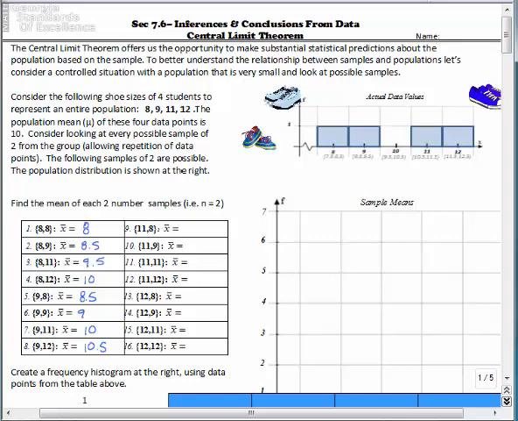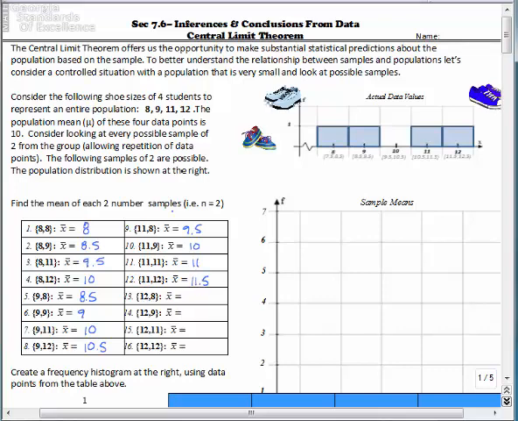11 and 8 is another potential sample of size 2. So 11 plus 8 is 19, and 19 divided by 2 is 9.5. 11 and 9 go in the other direction. That would be 20 if I add those together, divided by 2 would be 10. For 11 and 11, the sample mean would just be 11. 11 plus 11 is 22. 22 divided by 2 is 11. 11 plus 12 is 23, and 23 divided by 2 is 11.5.